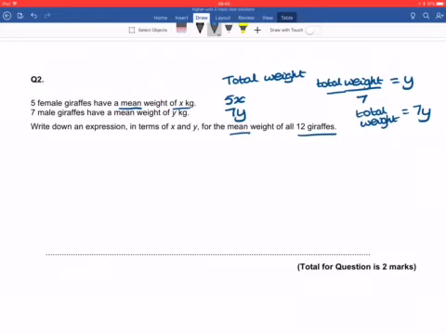So to find out the mean weight, I add up their total weights. Well, that's 5x for the female giraffes and 7y for the male giraffes. And to work out their mean, I then divide by how many there are, and that is 12. So it's setting up the equation a little bit tricky there.